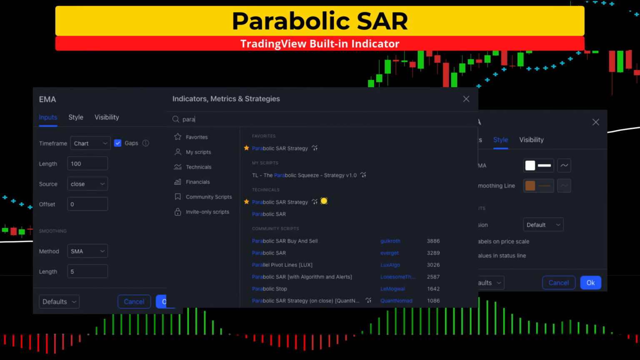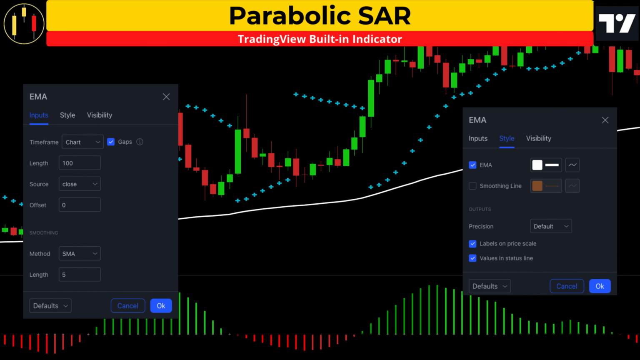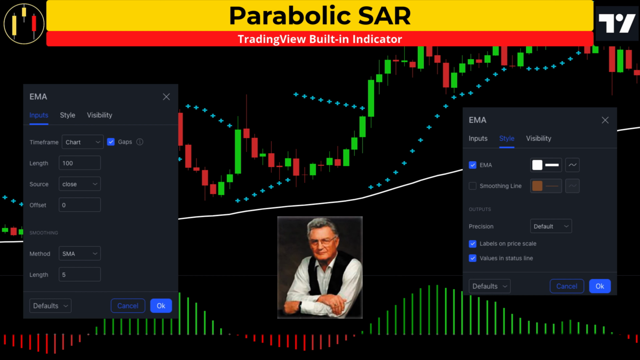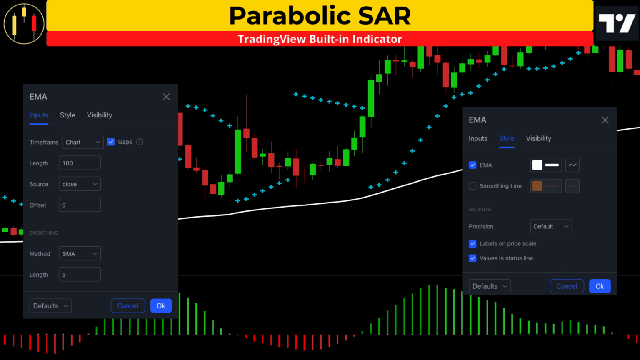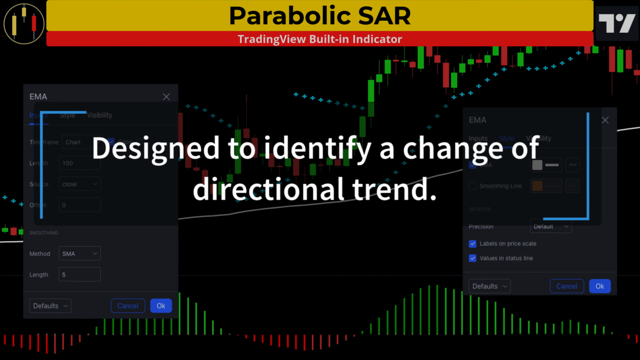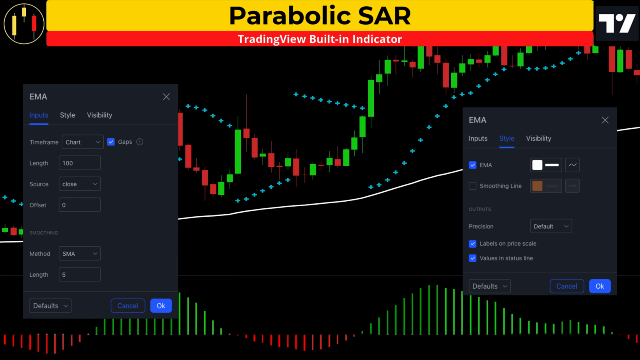The second free TradingView indicator is the parabolic SAR. Inputs and style will be kept at default. The parabolic SAR is a J. Wilder indicator that appears as a series of dots either above or below the asset's price. A dot placed below the price indicates an upward trend, and a dot placed above the price indicates a downward trend. This indicator was designed to identify a change of directional trend. In the parabolic squeeze, this study will be used to identify places of entry.